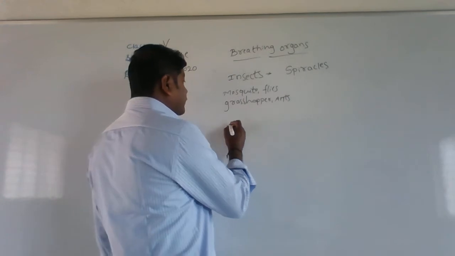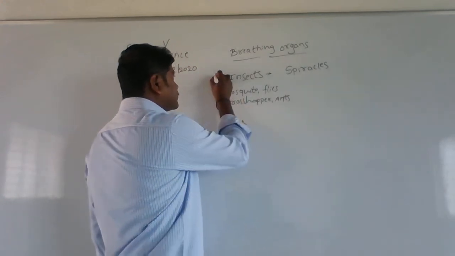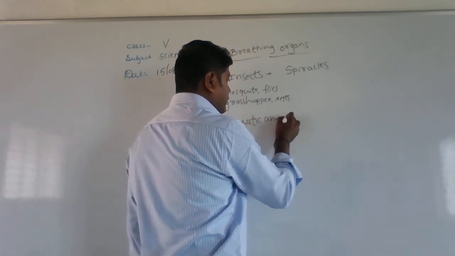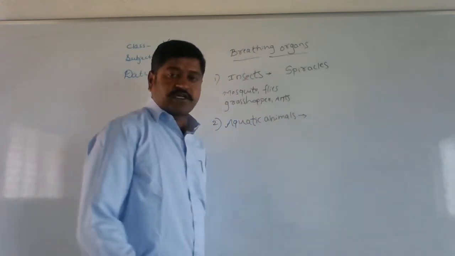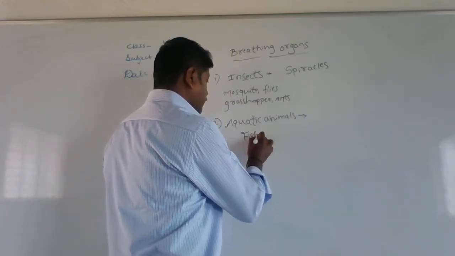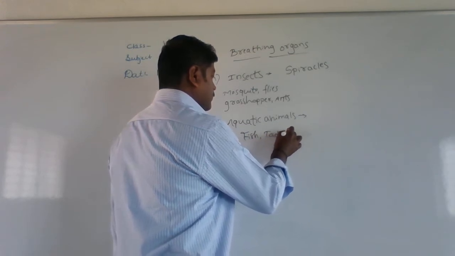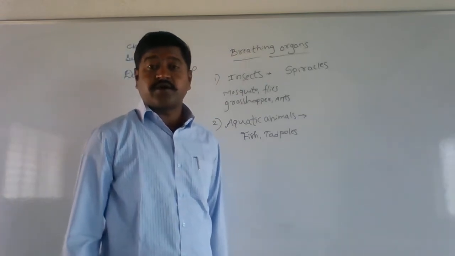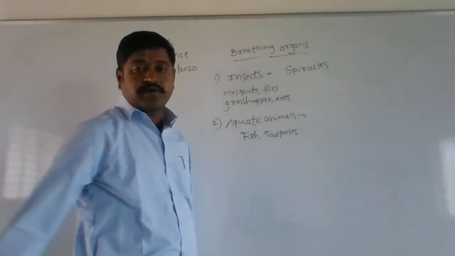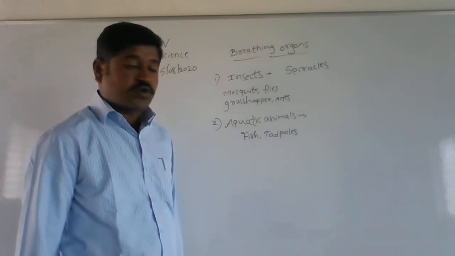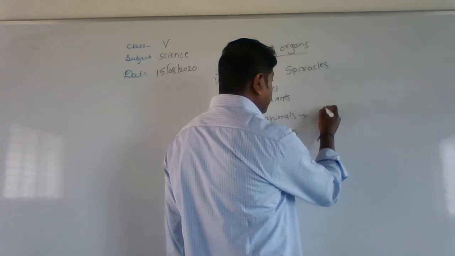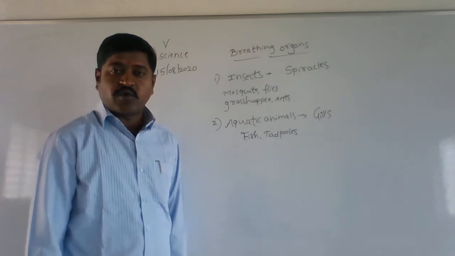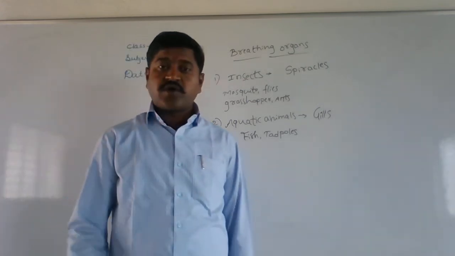Then second, it is about aquatic animals. Say, for example, fish, tadpoles. Tadpoles are nothing but frogs which are still in the growing stage, and for that we call them tadpoles. So what are these fish and tadpoles doing? They are respirating, breathing through gills. Gills is an organ which helps fish and tadpoles to respirate.